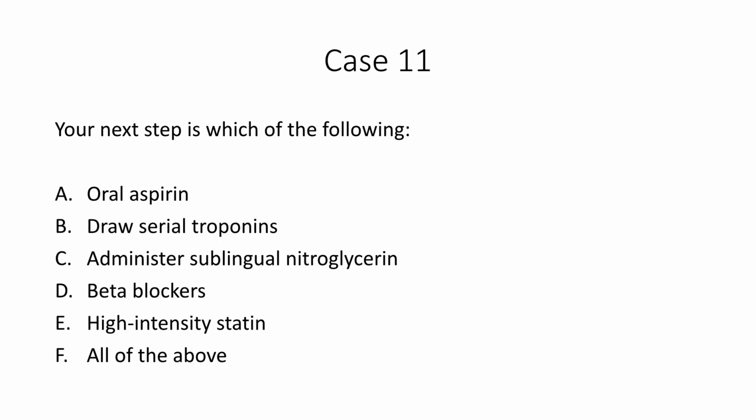So your next step is which of the following? A, oral aspirin. B, draw serial troponins. C, administer sublingual nitroglycerin. D, beta blockers. E, high-intensity statin. Or F, all of the above. And the answer is F, all of the above.